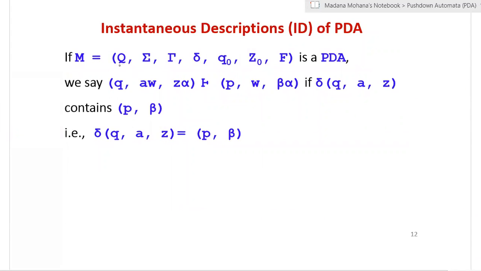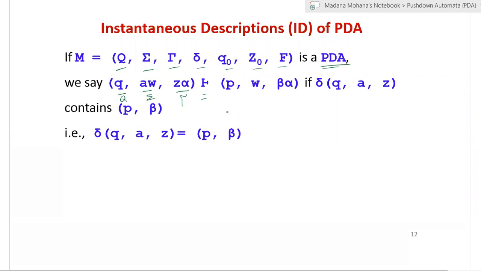So if M = (Q, Σ, Γ, δ, q0, Z0, F) is a PDA, we say the ID, now you can see (q, aw, Zα). This is the left hand side of the ID, which is a combination of first Q, the second is Σ, the third one is Γ. This is equivalent to this ⊢ symbol, sometimes also called as equal. But wherever ID comes, you have to use this ⊢ symbol.